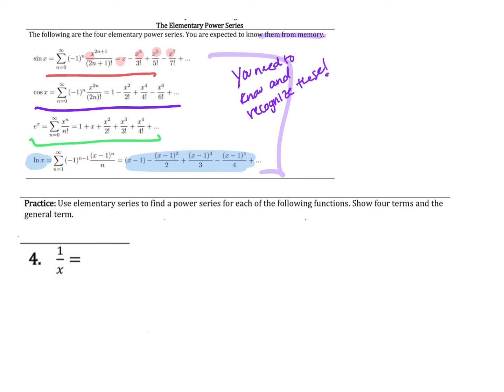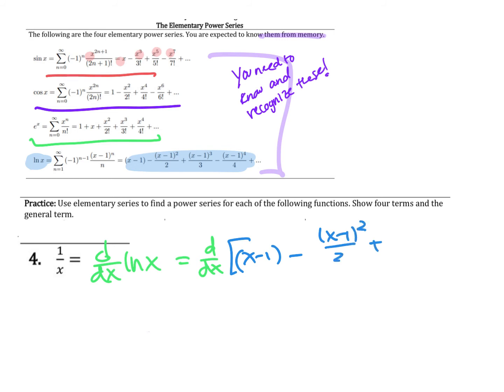Okay, so we know that 1 over x is the derivative of natural log of x, which means that it is the derivative of this entire series up here. So (x minus 1) minus (x minus 1) squared over 2 plus (x minus 1) cubed over 3 minus (x minus 1) to the 4th over 4 plus ... I'm running out of space. So let's go ahead and simplify this.